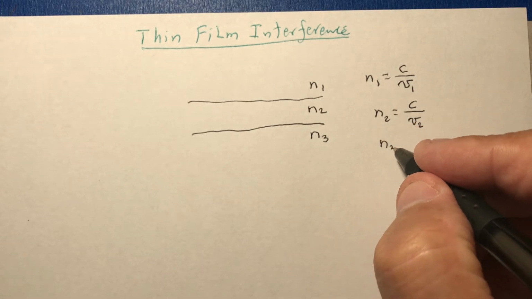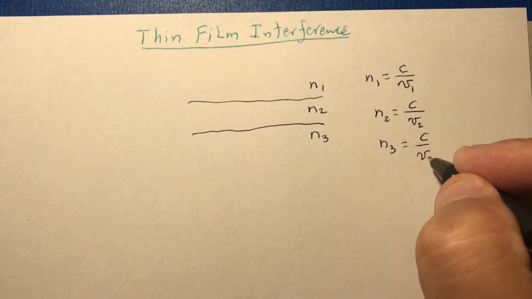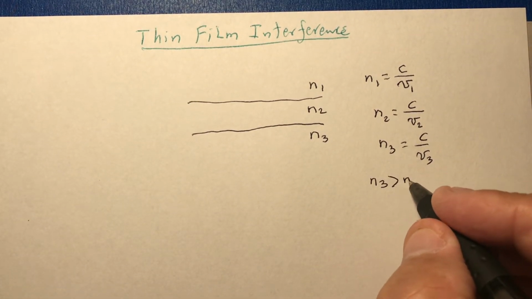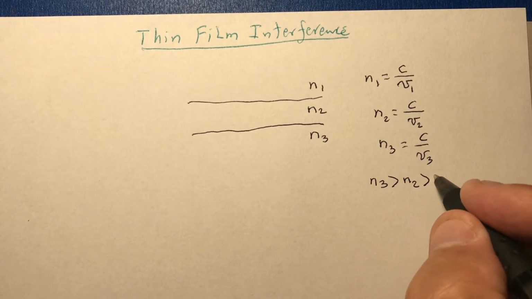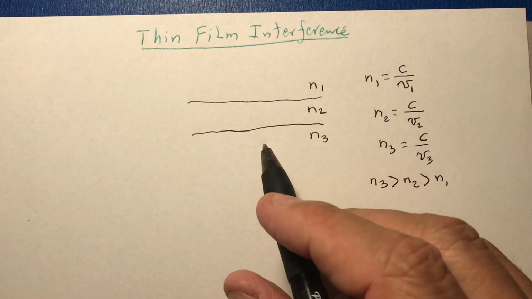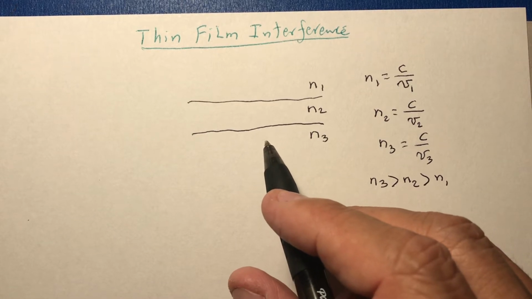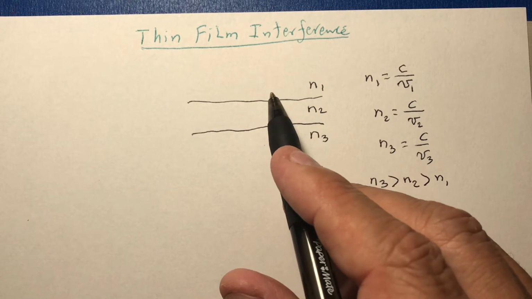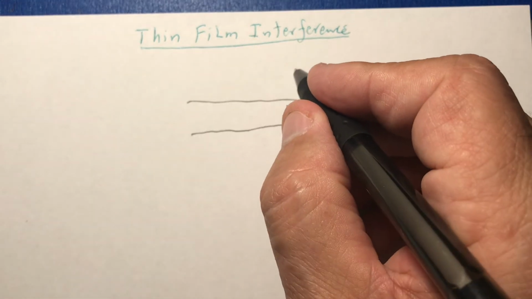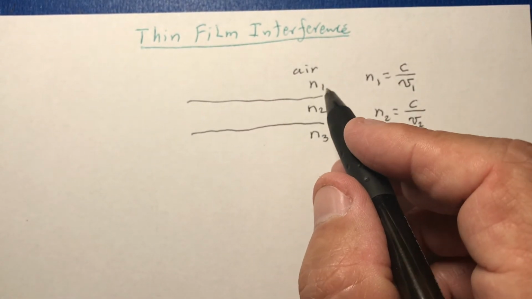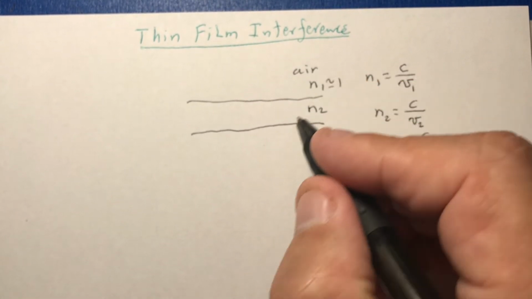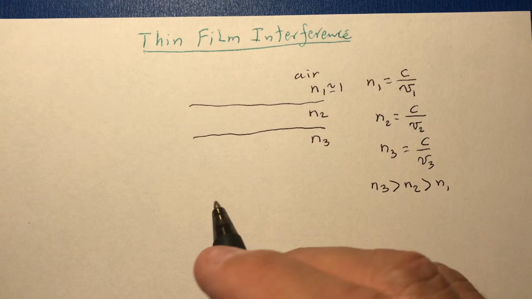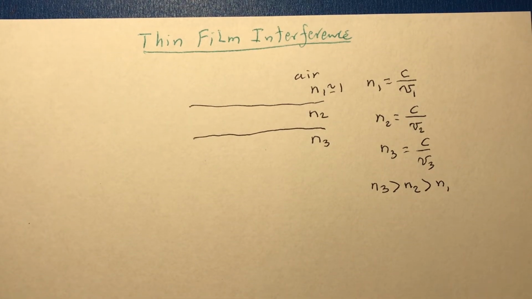And the same thing, n3 is c over v3. Now let's assume n3 is bigger than n2 and n2 is bigger than n1. So this index here is high. The light slows down in this medium more than it slows down in n2, more than n1. We can say n1 is just air. So actually n1 is closer to 1 because the speed of light in air is closer to the speed of light in a vacuum.